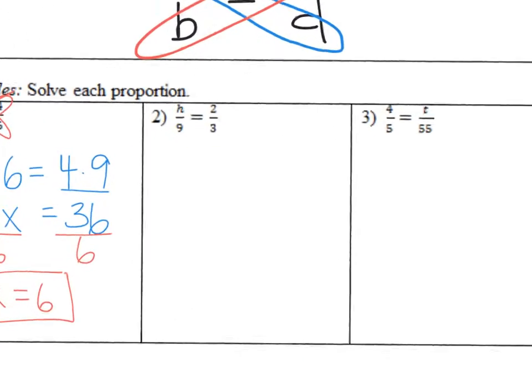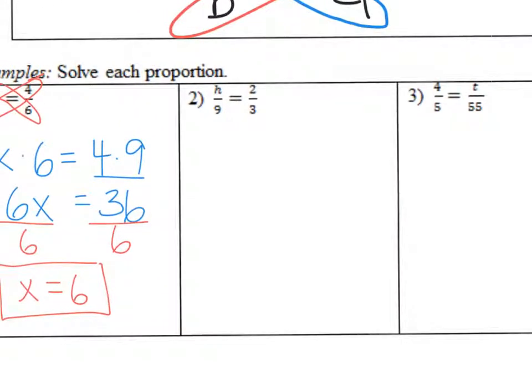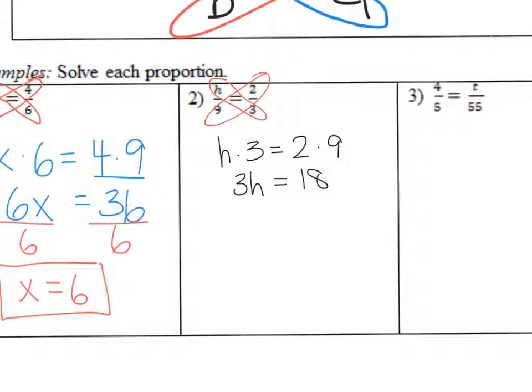And then over here, I'm going to circle the diagonals across from each other. So it's going to be h times 3 equals 2 times 9. Instead of writing h times 3, I'm going to write 3h equals 18. Divide both sides by 3, h equals 6.